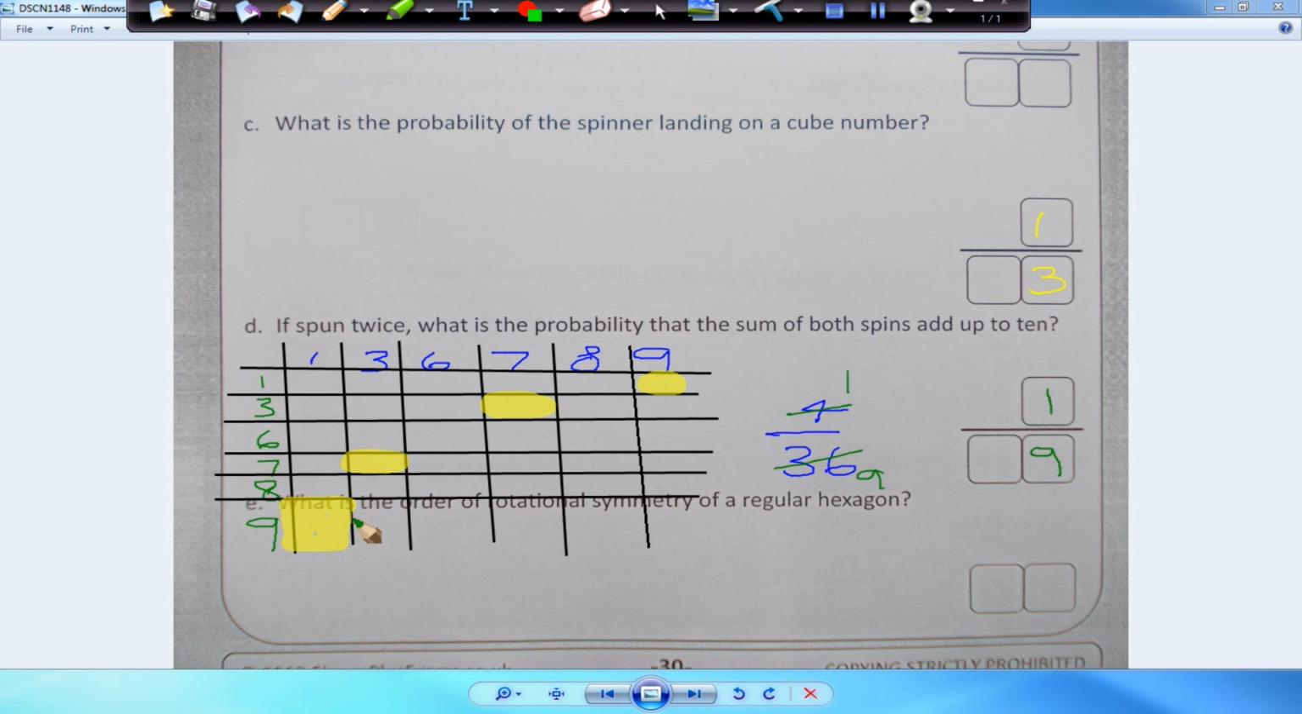Okay, I'm just going to read this next question. What is the order of rotational symmetry of a regular hexagon? Now, what do those two keywords mean? Regular means that all of the lengths are the same and all the angles are the same. And how many sides does the hexagon have? 6 sides. So what will the order of rotational symmetry be? It will also have 6.